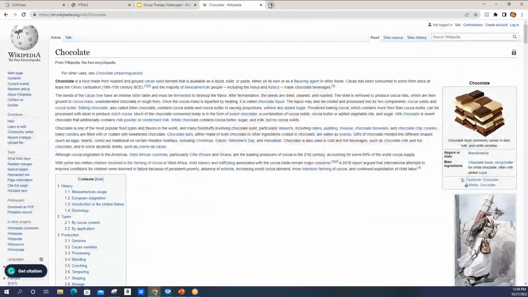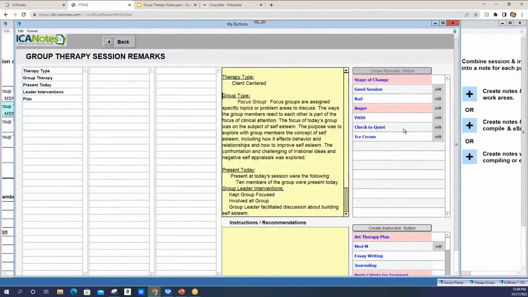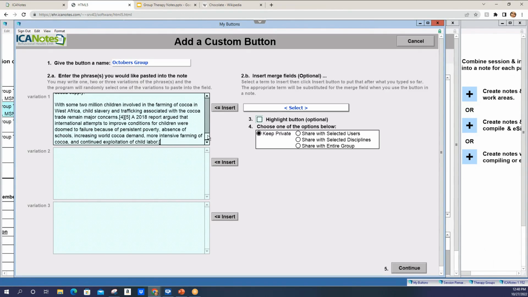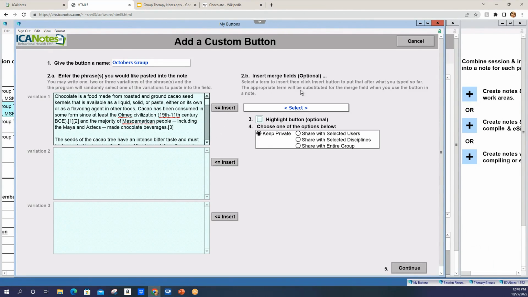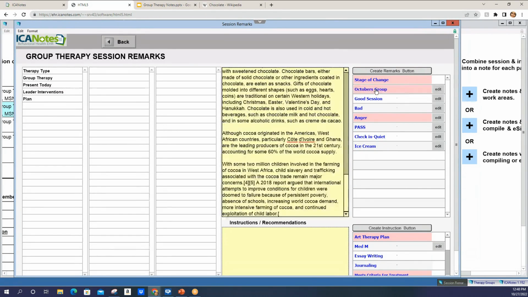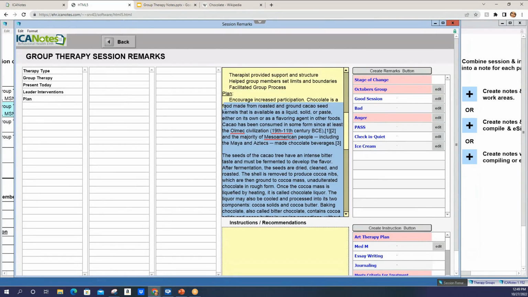Let's pretend I'm going to grab my Wikipedia here, pretending this is a group that I've done a template on chocolate. I'll pull that over, and then I'll just create the remarks button, and I'll say that this is October's group. I could add my template in here for chocolate from Wikipedia, just cutting and pasting right there. I could highlight that button, and then that could be October's group chocolate. So you have the ability to put your templates in, and it drops the chocolate template right in there. I didn't realize there are some bad things about chocolate when I pulled that over, but you can do that.